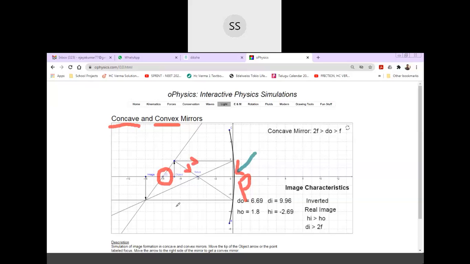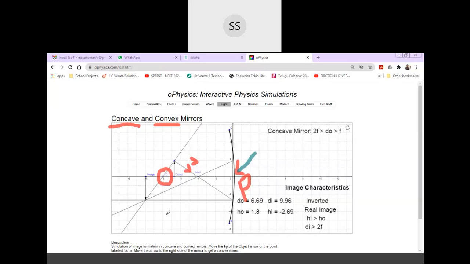Sir, is the focus the middle point of the principal axis between the center of curvature and the pole? Because in some books it is written that the focus is the total center. Actually there is one more focus. No, no, we cannot say like that. That is wrong.